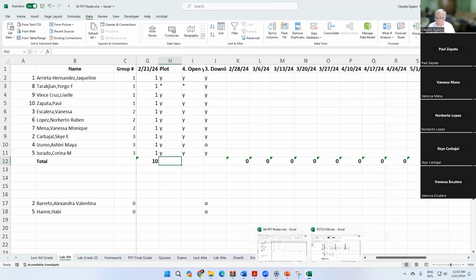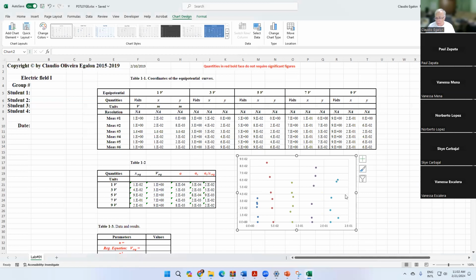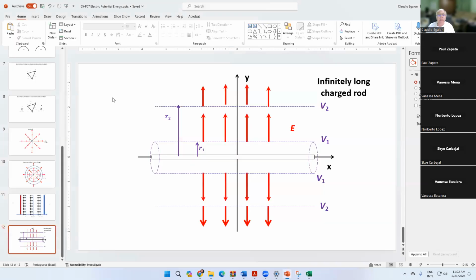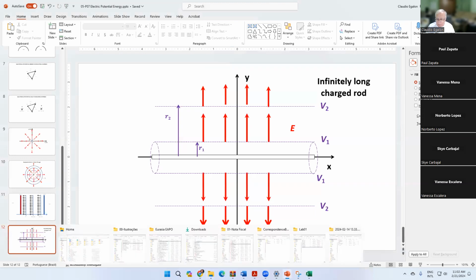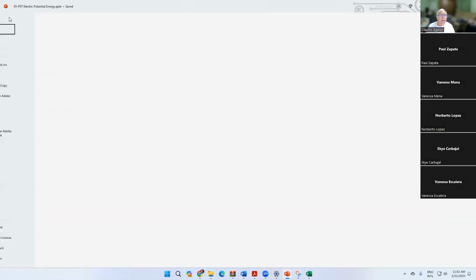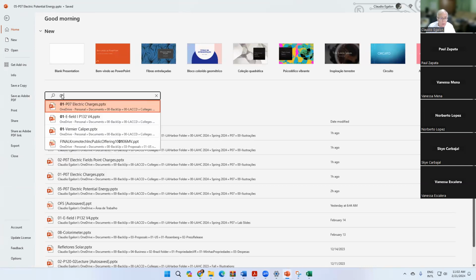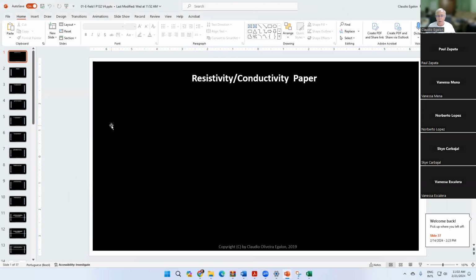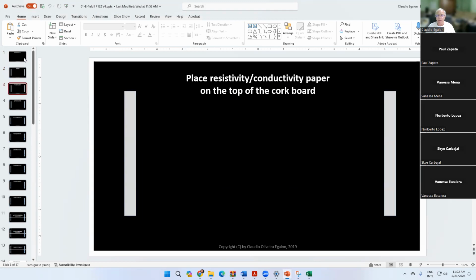Okay, so let's go back to our graph. And now I want to make the graph look better, okay? And let's not forget, I will get that PowerPoint presentation that I showed to you before. Let me see if I can find it. Electric field, electric charge. It must be this one here, okay? Remember I showed that to you last time. Resistivity paper with electrodes. Place the resistivity paper on top of a cork board, just like the guy did.